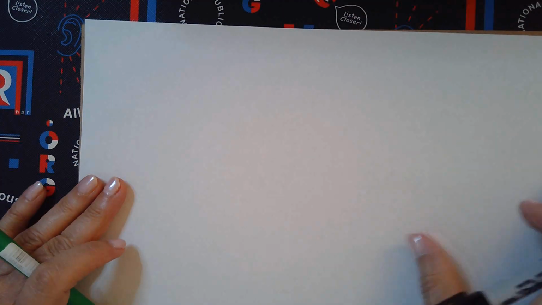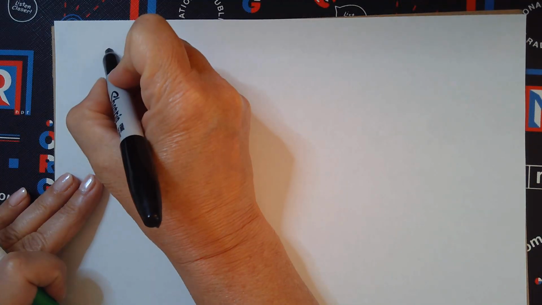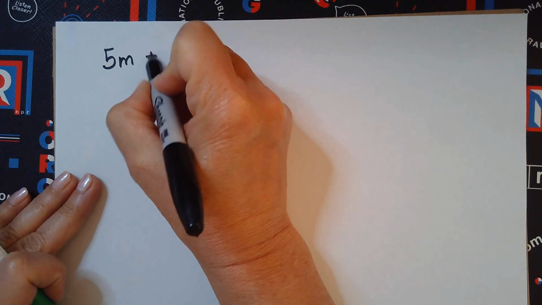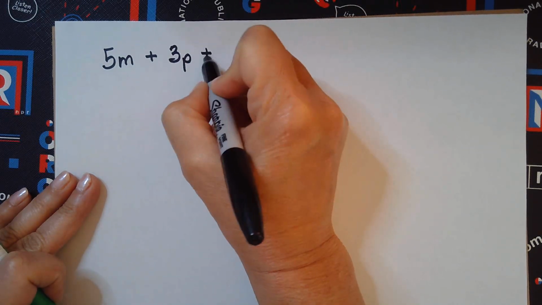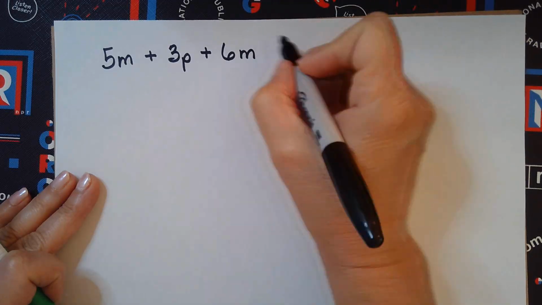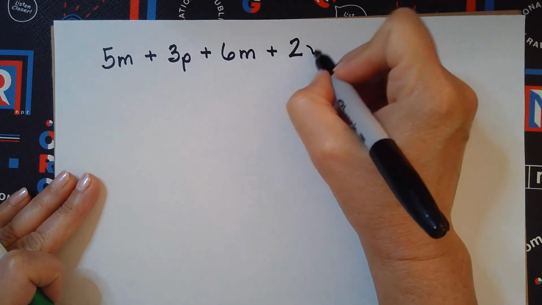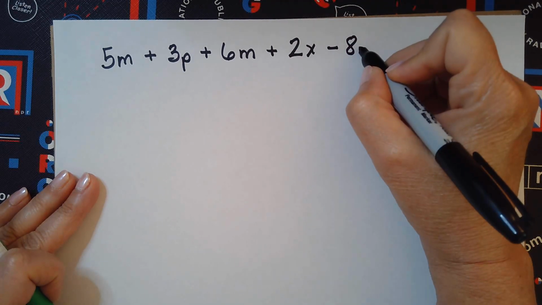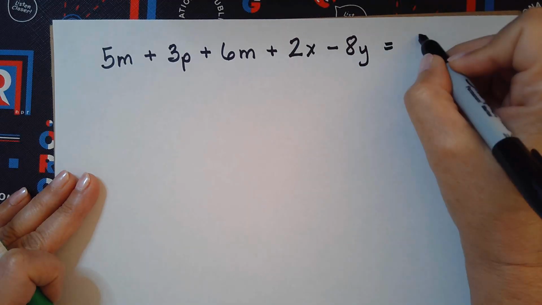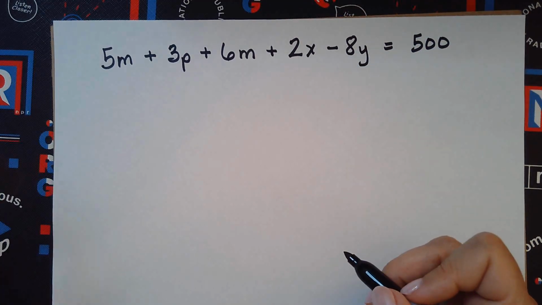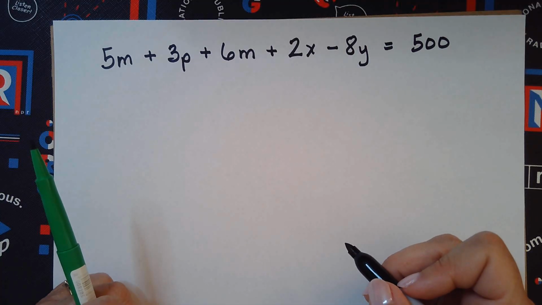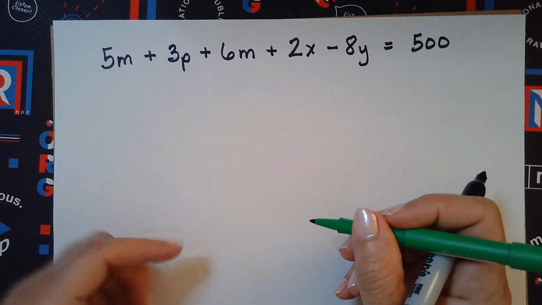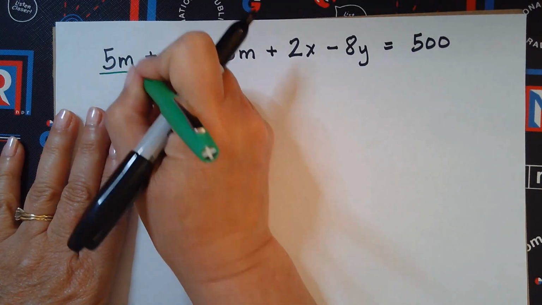So a common type of question that you might see on your homework is to have a big, huge honkin' equation. Like if I said 5m plus 3p plus 6m plus 2x minus 8y equals 500. And I asked you, can you solve this? No, you cannot. But what you can do is you can combine some terms.